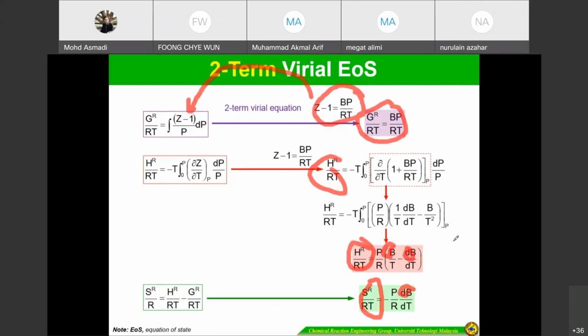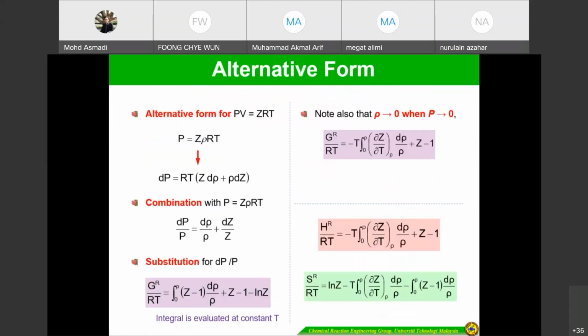But the problem is the coefficient B. If you cannot find it for the target compound or target pure component, I think you don't have to use this equation, because B you have to find from the information in engineering handbooks or any chemical engineering handbooks. Similarly also for the third term.